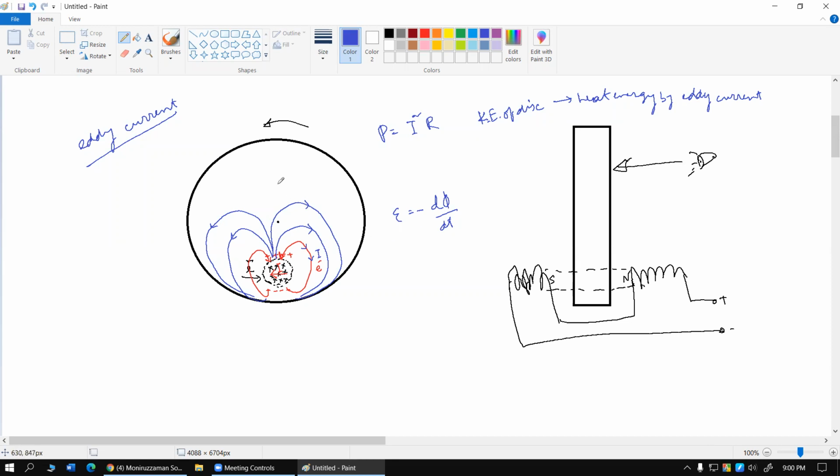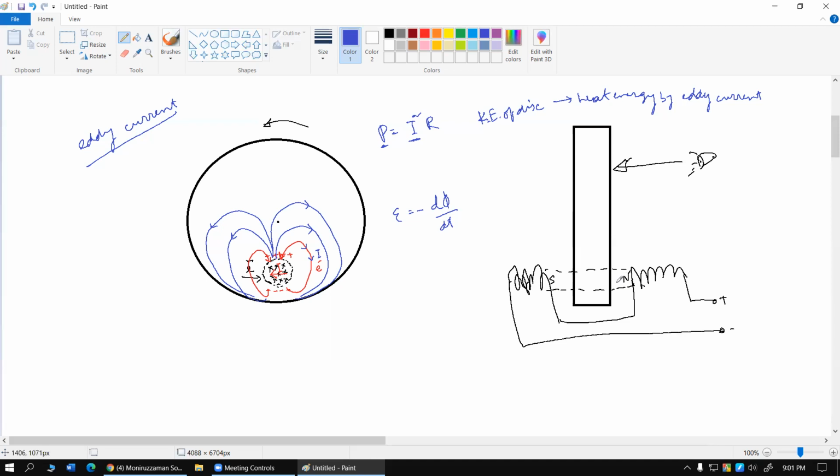So which means if the disk is rotating really fast, the EMF generated will be pretty high, which is going to cause a significantly strong eddy current, and the heating power will also be very high. So if the disk is rotating at a really high speed, we're going to start losing heat at a pretty high rate. Also, we can increase the amount of heating by introducing a small magnetic field.